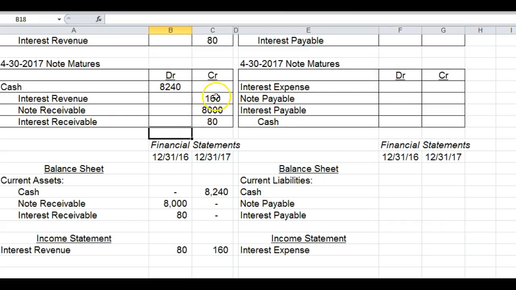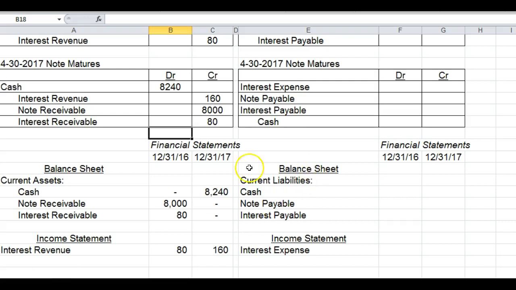And then recall I said 160 and 80, we collect interest of 240, and then the other amount here is the principal of $8,000. So cash comes in of $8,000 for principal and $240 for interest, the total 6 months interest. So we collect 6 months interest. Of that interest, 4 months is earned in 2017, and $80 was earned last year and put in this receivable. Okay, so that goes through and shows us this situation with interest receivable.